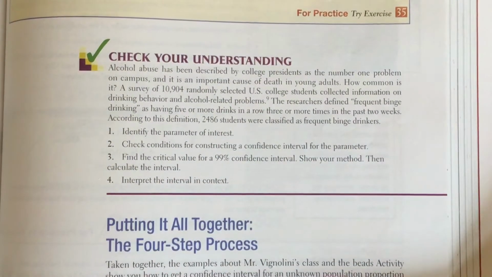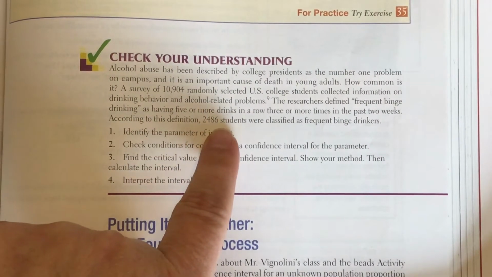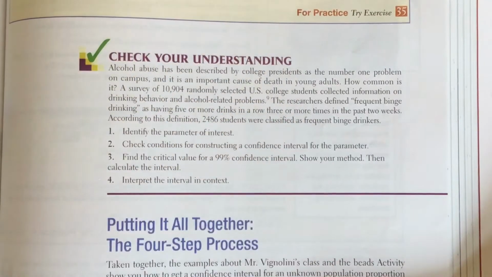Alcohol abuse has been described by college presidents as the #1 problem on campus, and it is an important cause of death in young adults. How common is it? A survey of 10,904 randomly selected U.S. college students collected information on drinking behavior and alcohol-related problems. The researchers define frequent binge drinking as having 5 or more drinks in a row 3 or more times in the past 2 weeks. According to this definition, 2,486 students in the survey were classified as frequent binge drinkers.